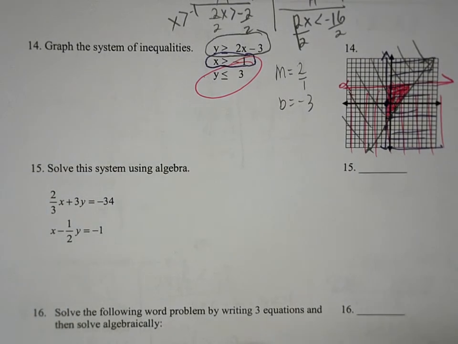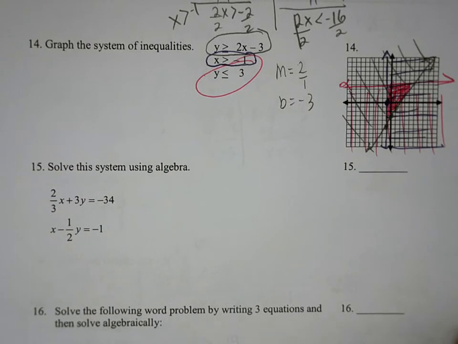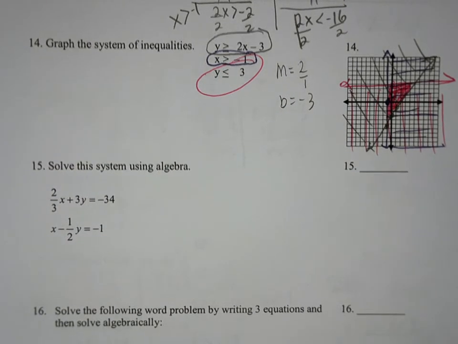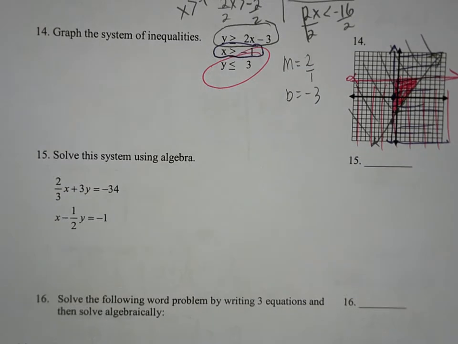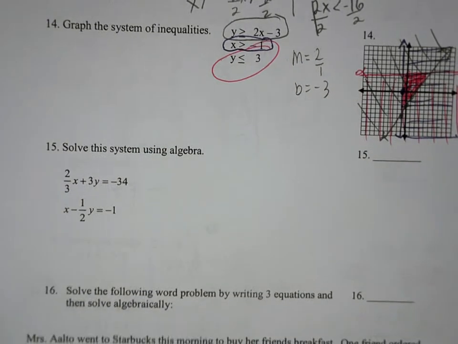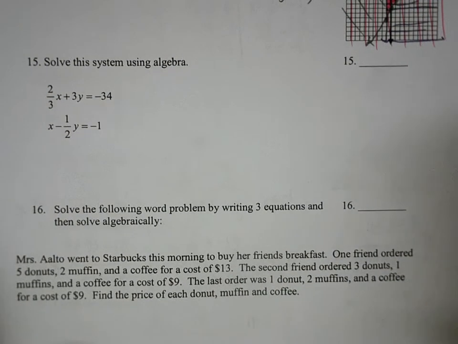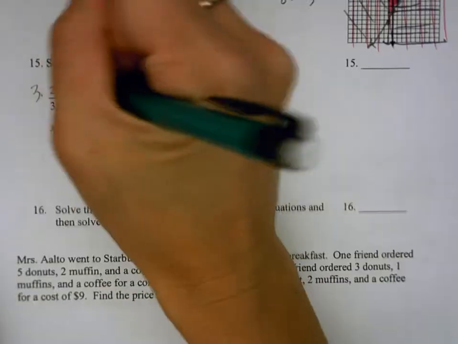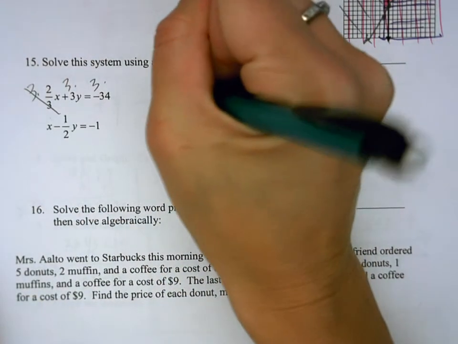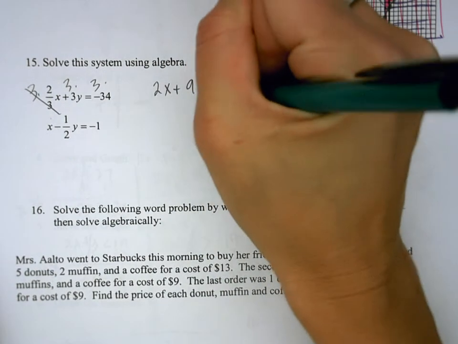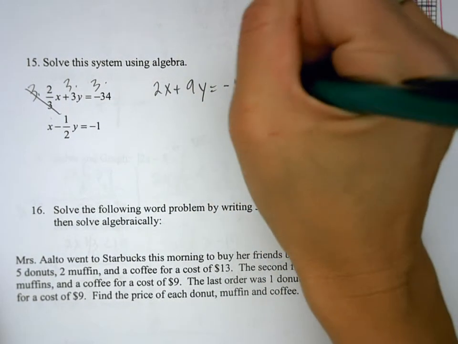Questions? All right, 15. What am I going to do? Very good. Get rid of the fraction. How can I get rid of the fraction? Very good. Multiply everything in the problem by 3. So I write 3 next to every single term. When I do that, I get 2x plus 9y equals negative 102.